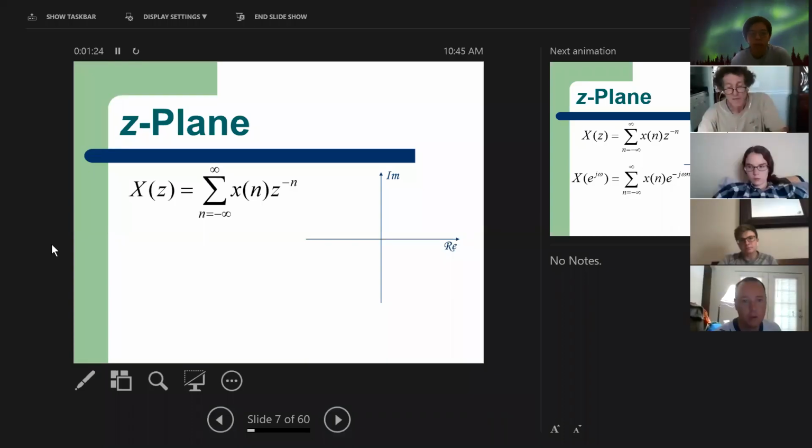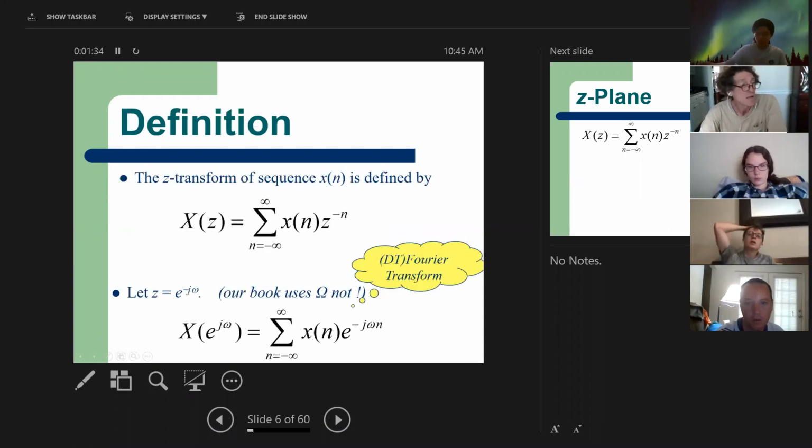See if this works. Do you see a thing that says Z-plane? Yes. All right, perfect. I want to mention something. This is the DTFT down here. My cursor's on it, and I hope you all can see it. You'll notice how the DTFT goes from minus infinity to plus infinity.